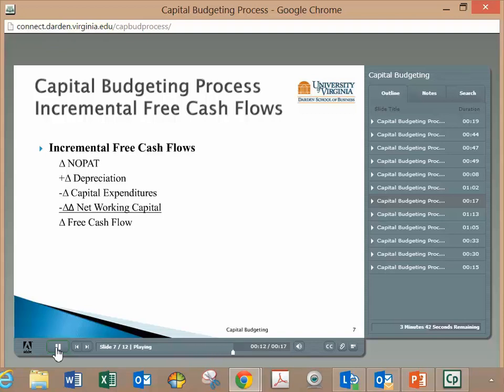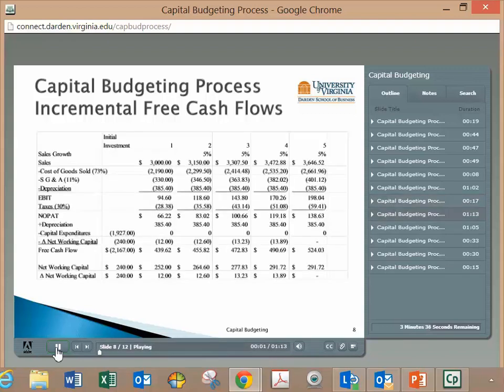Here we have laid out the estimates of the incremental free cash flows for the project. We have sales, cost of goods sold, and SG&A. Depreciation is equal to the $1.927 million divided by 5 for a total of $385.4 per year. The sum of all of this is the EBIT. Remember, in calculating NOPAT, we exclude interest. As such, taxes are determined by multiplying EBIT times the tax rate of 30%.